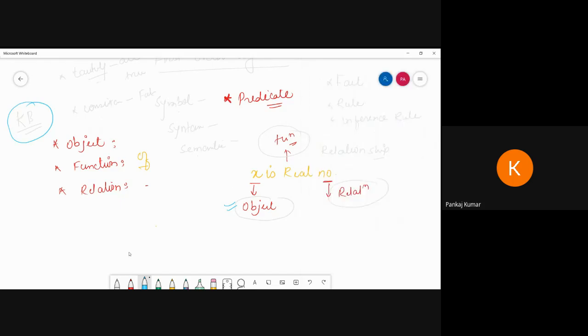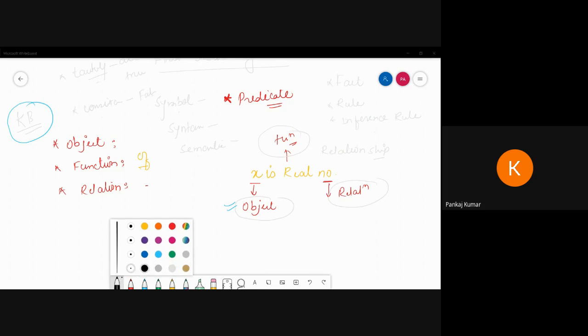Okay. So don't be confused. This will be the black. I need to be changed. Okay.